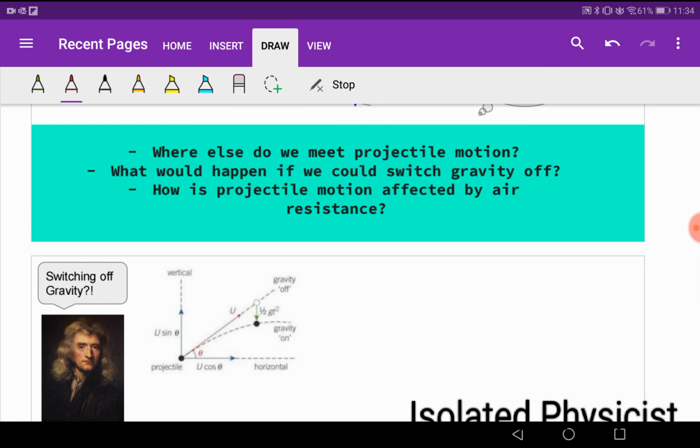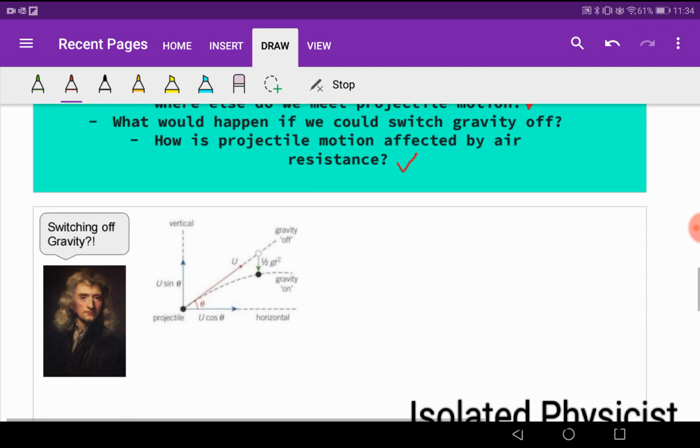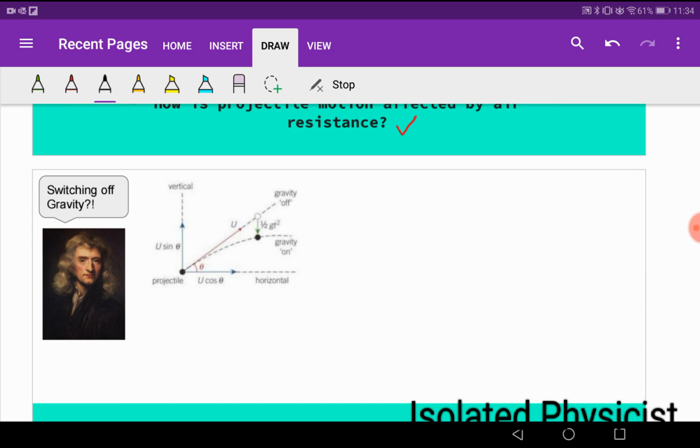So far I've covered where else would you meet projectile motion, and what would happen if you could switch gravity off. No, sorry, we haven't done that yet. And how is projectile motion affected by air resistance. We're now going to look at what would happen if we switched gravity off. Now, this diagram is a little bit complicated. I just want to break down what's happening here.